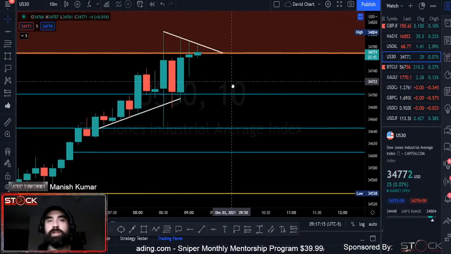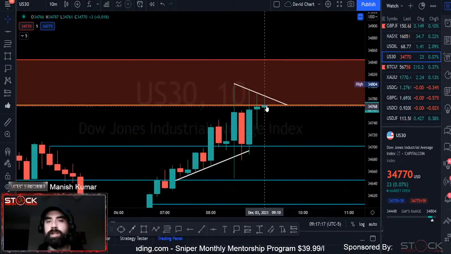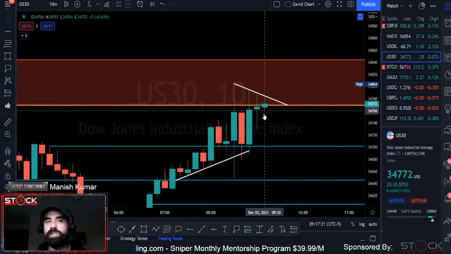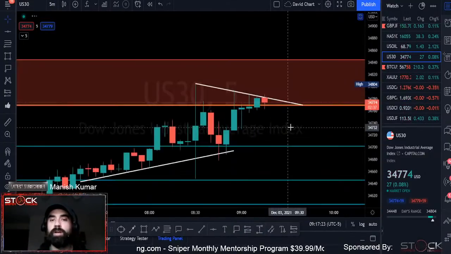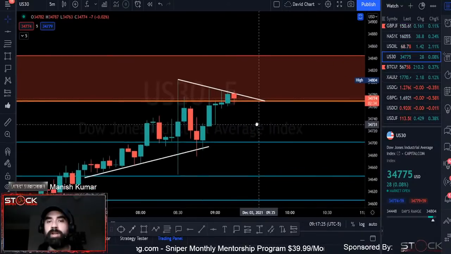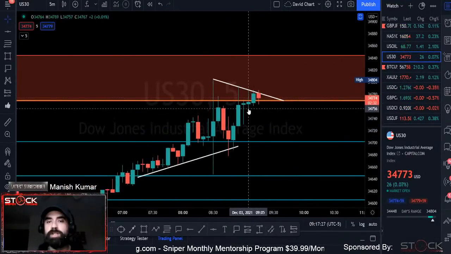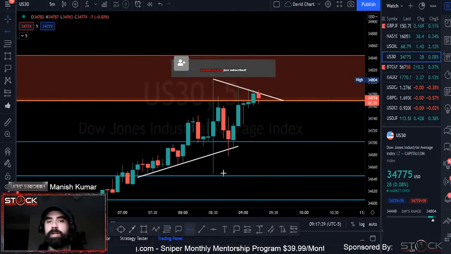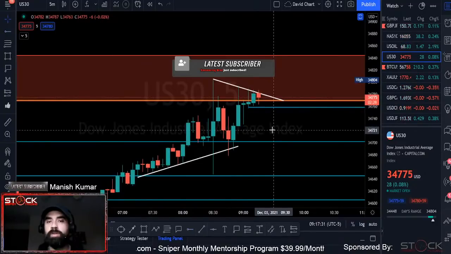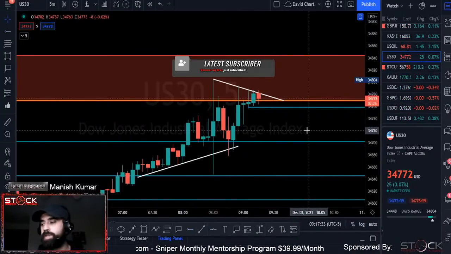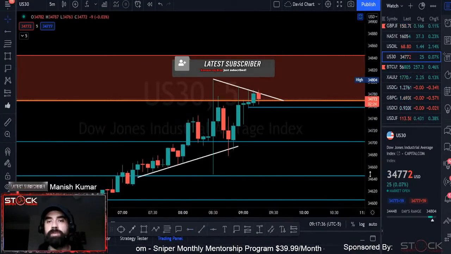So US 30 is starting to form. You can see it's getting resisted here. It's starting to get in that squeeze. Okay, it's in a squeeze pattern. This is on the 10-minute. If you drop it down to the 5, you can start to see rejection forming, but support is also here as well. So let's monitor this. Let's see what's going to happen on US 30.